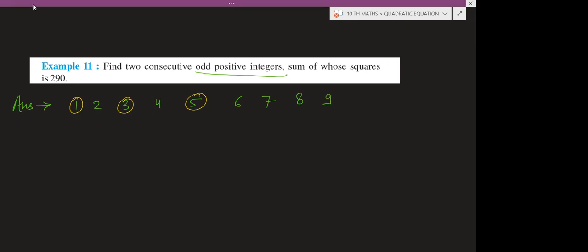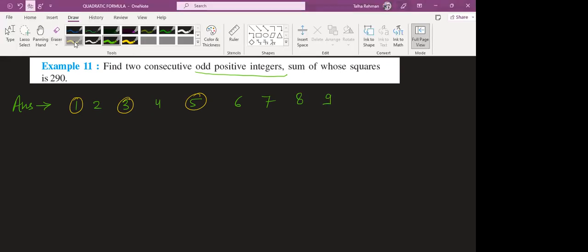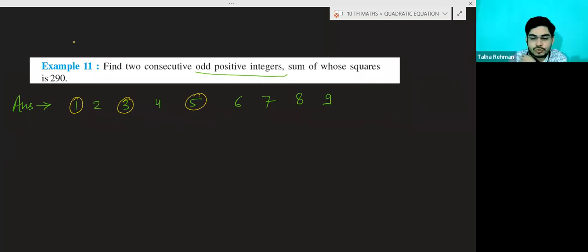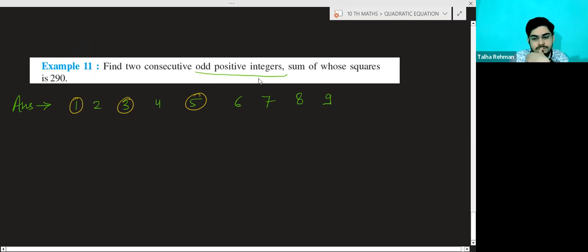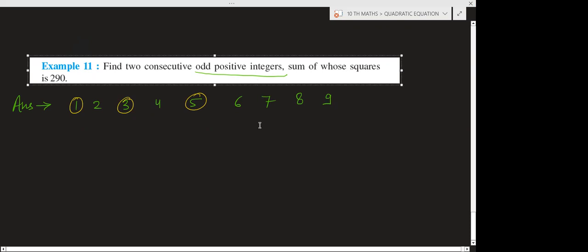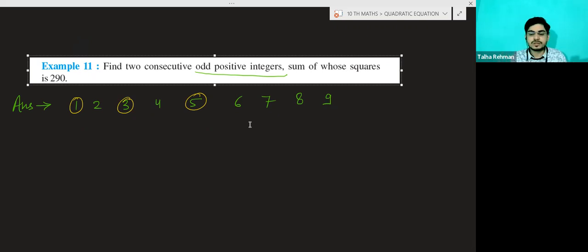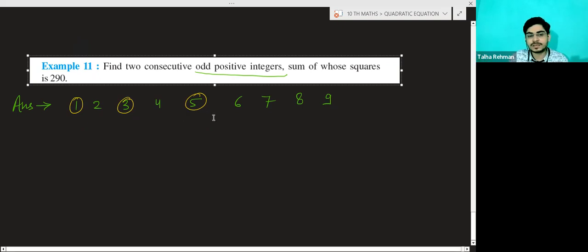Sir, I already got the answer. Like the question answer, I already got. You have already solved this question? No, sir. Like I just did in my mind, I already got both the integers. We can do that in our mind also. But actually this question is a subjective question, so we have to solve it here. If you are able to do that, that's good. But here we have to solve that.